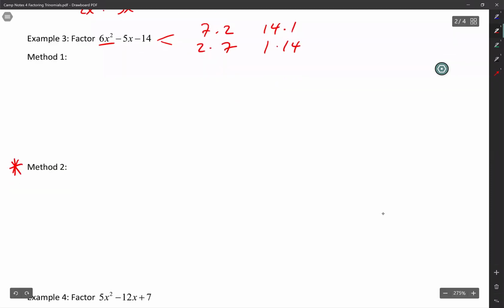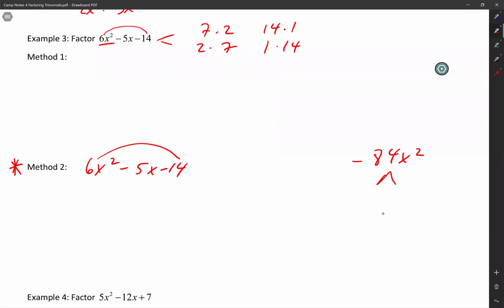So here we go. 6x squared minus 5x minus 14. 6x squared times 14, that's a negative 84x squared. And then I've got to think about two numbers that when I multiply, give me negative 84x squared, but add up to a negative 5. So I did use, I guess, PSA.